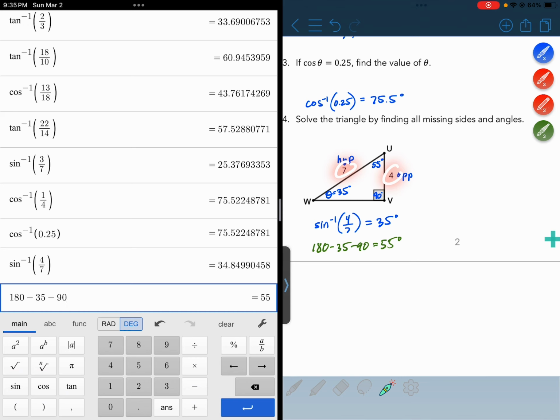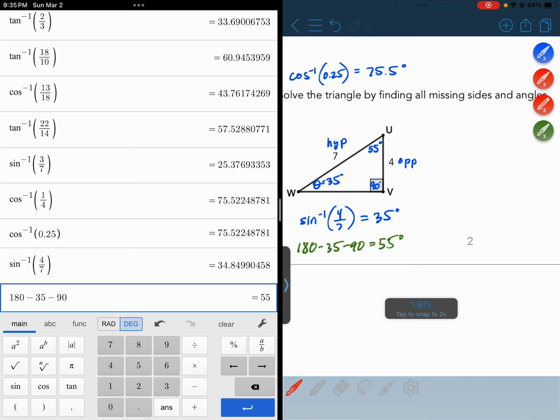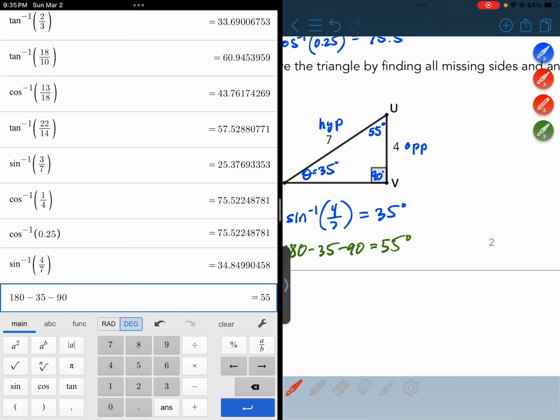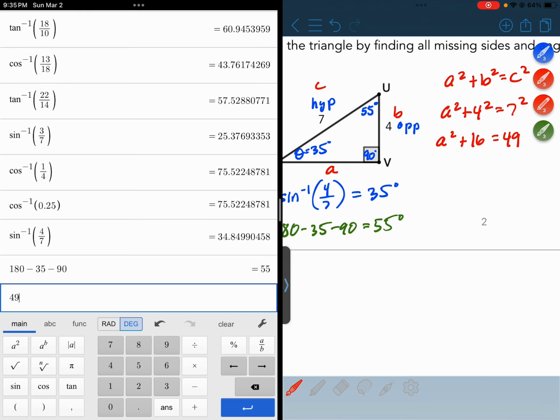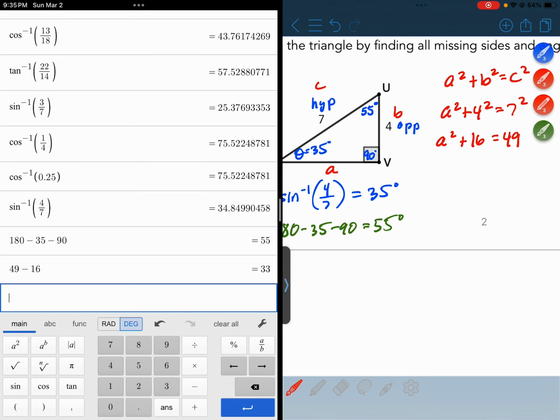We know 7, we know 4, we just don't know the last side. At this point, I would probably just use the Pythagorean formula, right? A squared plus B squared equals C squared. Let's call that A, let's call that B, let's call that C. A squared plus 4 squared equals 7 squared. That'll be 16. That'll be 49. What is 49 minus 16? It's 33. A squared equals 33. Let's take a square root. Square root of 33, about 5.7.